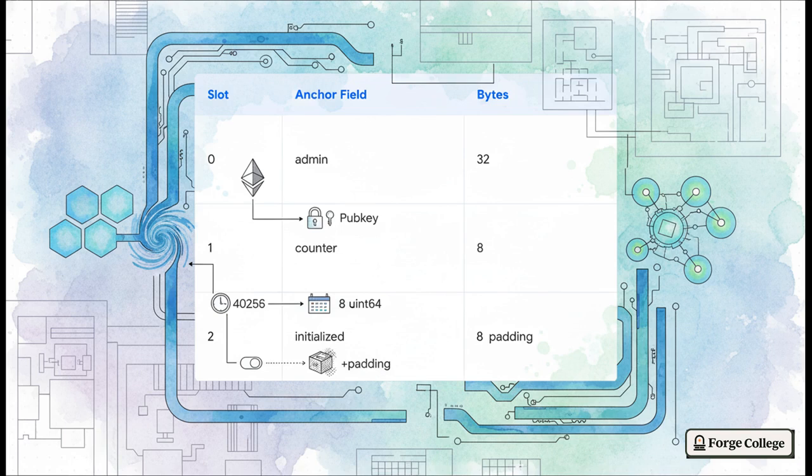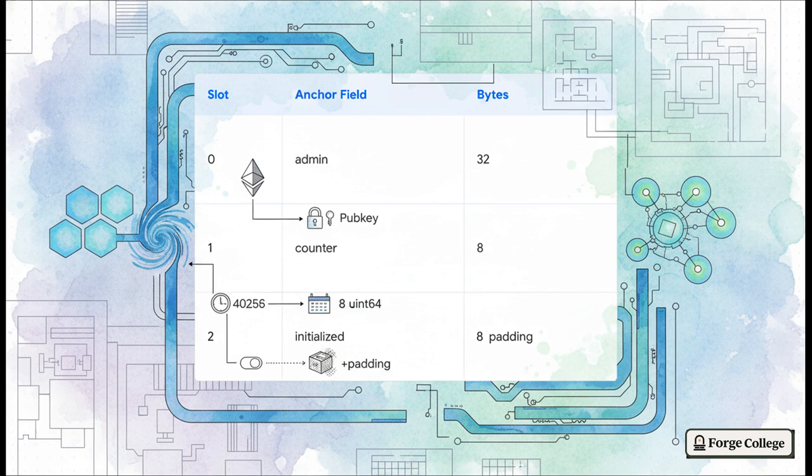Say in Solidity slot 0, you have an address. In Anchor, that maps to our admin field as a Pubkey, which takes up exactly 32 bytes. Simple enough, right? Next, Solidity slot 1 might hold a uint64 counter. Over in Anchor, that becomes a u64, taking up exactly 8 bytes. Finally, down in slot 2, you've got a boolean initialized flag. In Anchor, that's just a bool, which takes up exactly 1 byte.